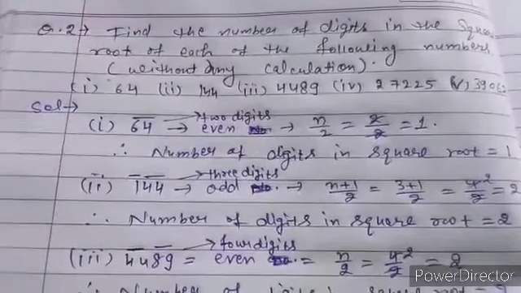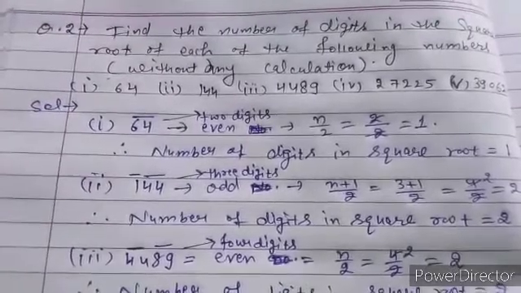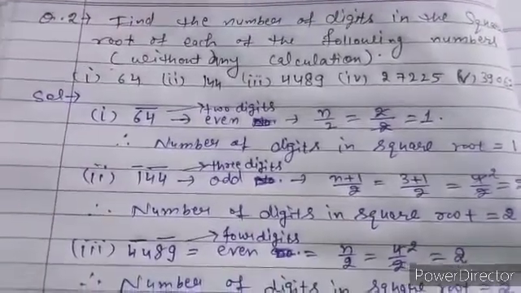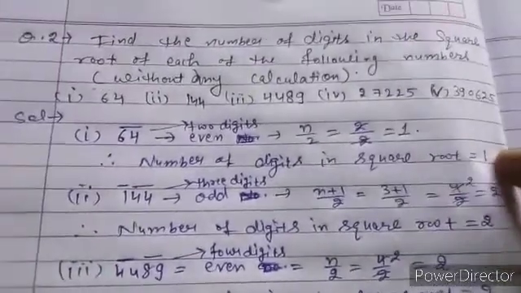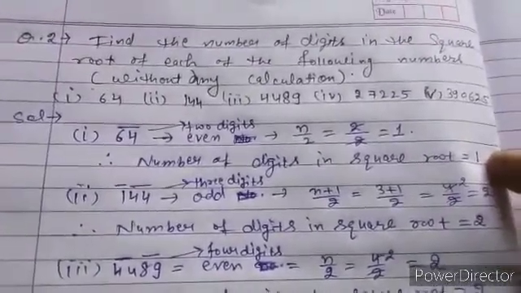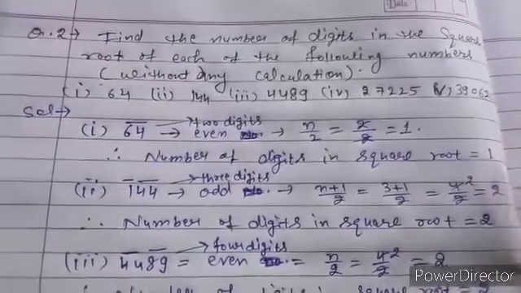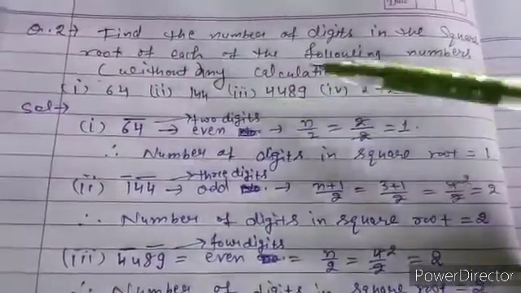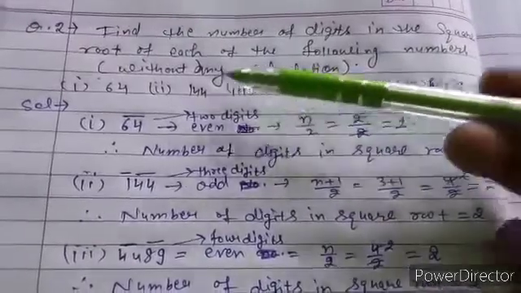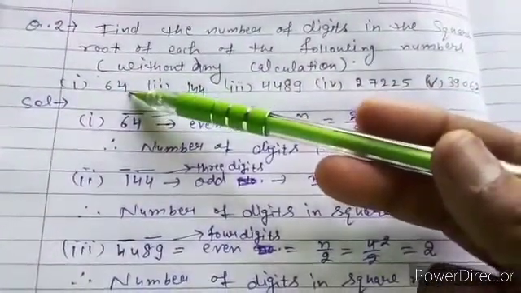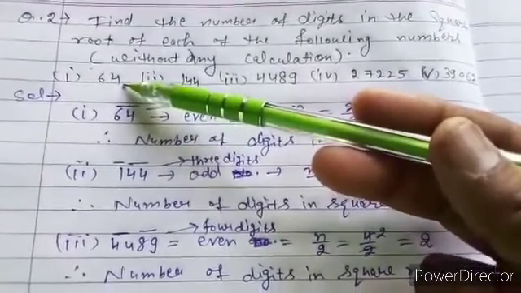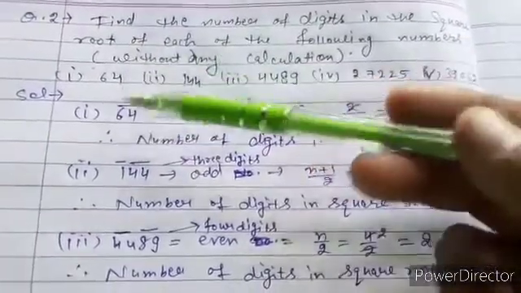NCERT 8 class math exercise 6.4 question number 2. Find the number of digits in the square root of each of the following numbers without any calculation. So these numbers are given here. Without calculation we have to tell, if we find the square root, how many digits will be in the square root. So there are two ways to solve.